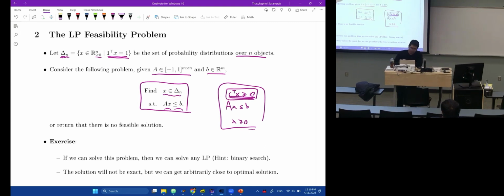So you can check this, and you can try to do this at home. But my claim is that if you can solve this problem, you can actually solve any LP using binary search. The solution will not be exact because you will need to binary search over all this, but you can make it as accurate as you want.